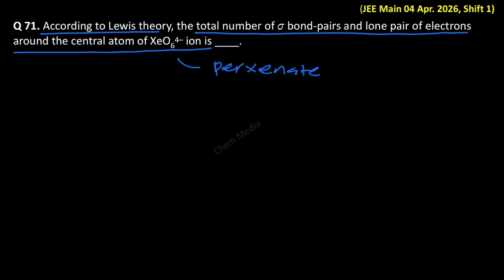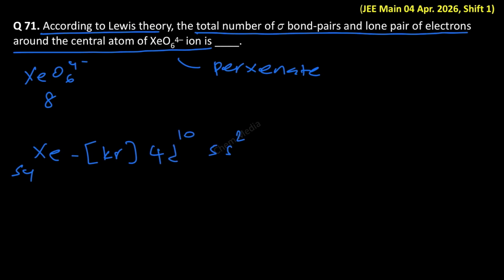Now let us count the valence electrons in total. We have 8 valence electrons in xenon, isn't it? Because the 5s2 and 5p6 are the valence electrons. Atomic number of xenon is 54. Therefore, the electronic configuration is krypton, that has 36 electrons, and then 4d10, 5s2, 5p6. The 5s2 and 5p6 are the valence electrons. So that's why I wrote 8.